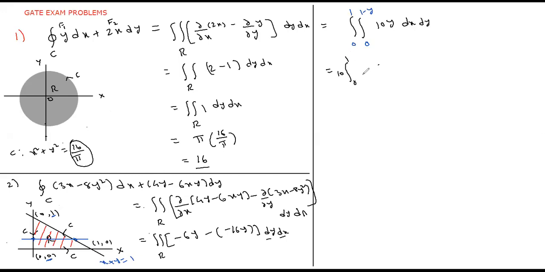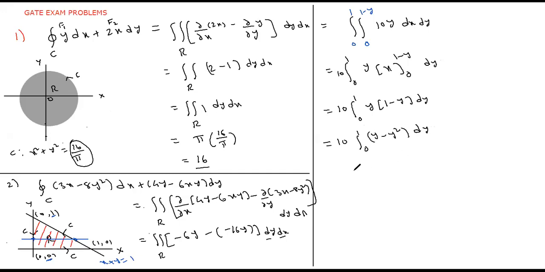10 is anyway constant, can be taken outside. Y into, you are integrating with respect to x. Therefore x from the limits 0 to 1 minus y dy. So this is 10 times the integral from 0 to 1 of y into 1 minus y dy, and this is a simple integration. 10 times, integration of y is y square by 2, so this is 10 times y square by 2 minus y cube by 3.